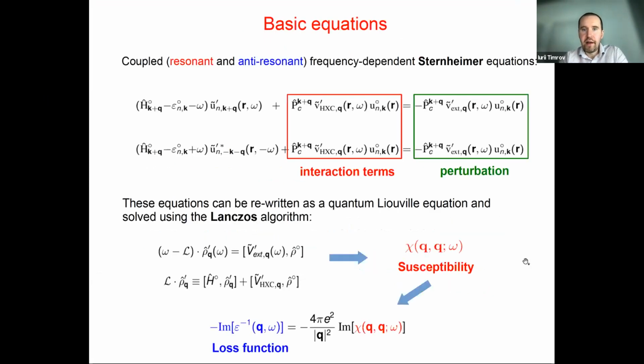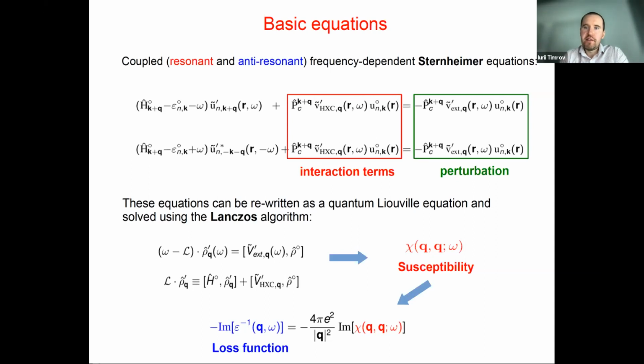Okay, this is the recap from the lecture. Maybe we can skip it in the interest of time. Just in the red box, we highlight interaction terms, which are included. We don't do the independent particle approximation that Oscar showed for molecules. So we directly go to the complicated, fully interacting case. So the red term is included. And in green, we highlight the perturbation, which in this case is the beam of electrons. So we irradiate the chunk of silicon by a beam of electrons.